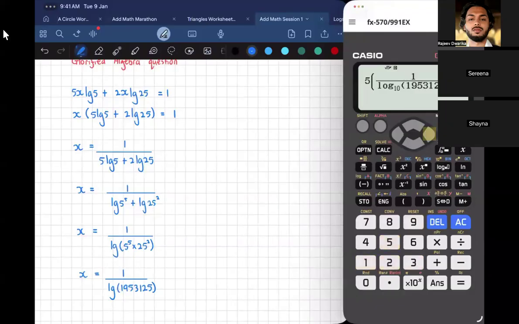1,953,125. Right, I'm going to multiply that whole thing by log base 10 of 5. Then I'm going to say plus 2 by x. Again, we found x to be 1 all over log base 10 of 1,953,125.